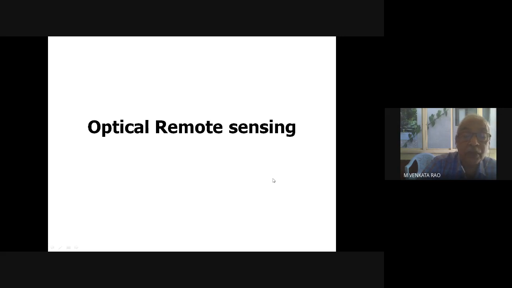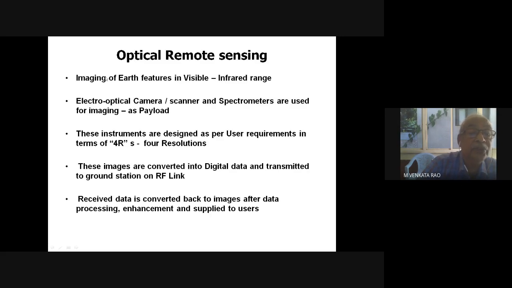So let us address first optical remote sensing. Basically, optical remote sensing is imaging of Earth features in the visible and infrared range. Then we use electro-optical cameras, or we call them scanners, and spectrometers. They are the types of imaging payloads. In any satellite, once we fly this type of instrument, that becomes the payload for that satellite mission. These payloads are designed as per user requirements. Whatever the user wants, what is the resolution? They are designed using 4 R's, actually 4 resolutions.